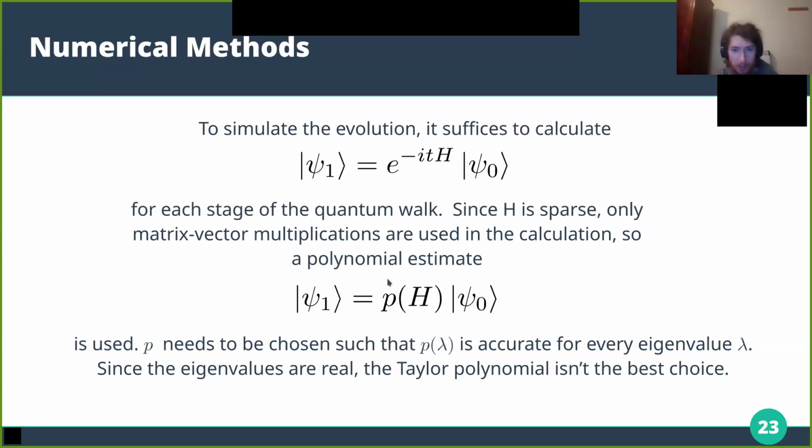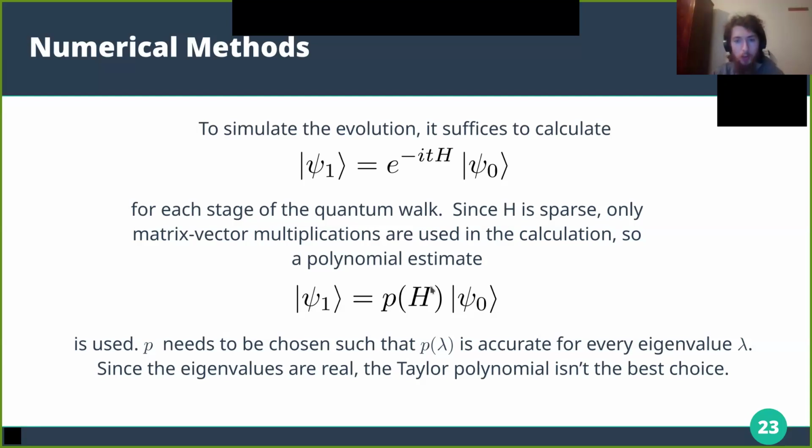So what we actually need is to find a polynomial that is accurate for every eigenvalue, which we know is real and bounded. And the Taylor polynomial is not the best choice here. If we didn't know they were real, then the Taylor polynomial would be the best choice. But what we can do, if we wanted, is solve what's called the minimax problem, which would give us the actual best polynomial.